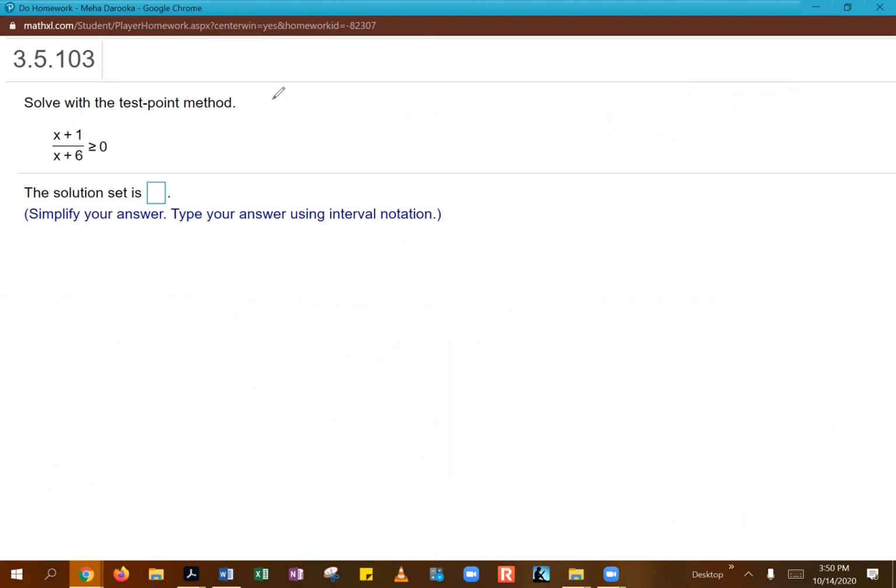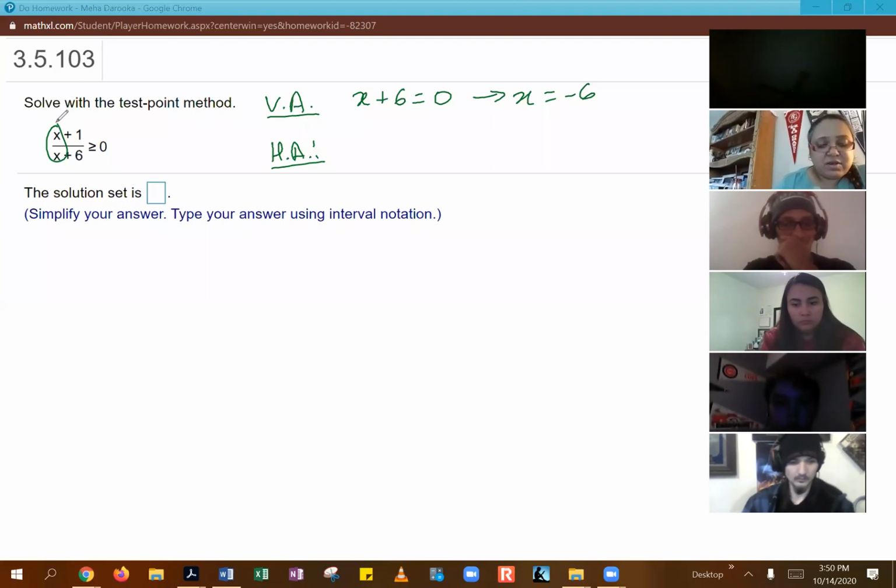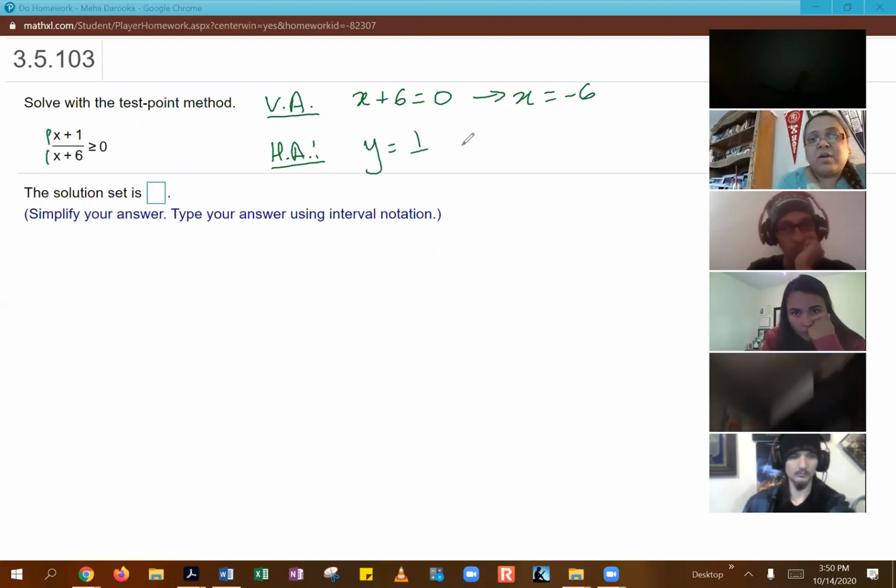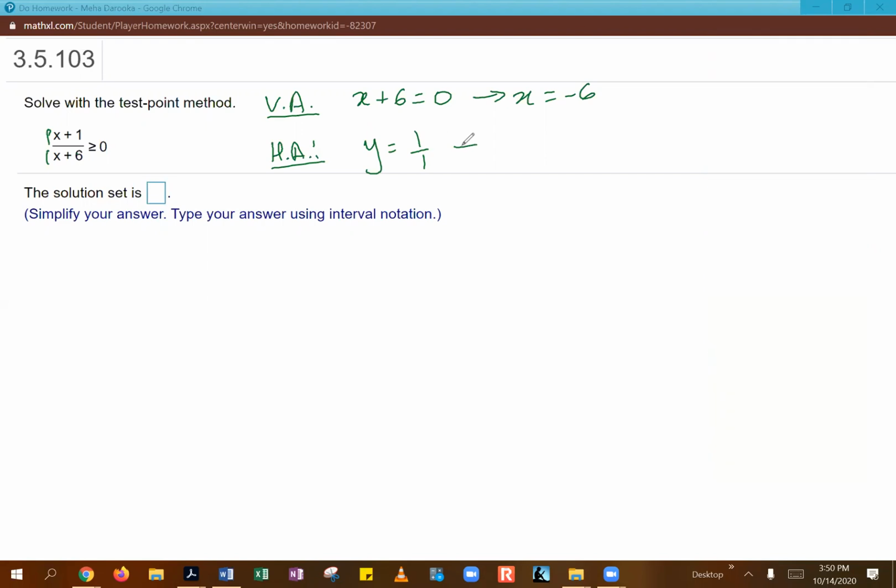So with this guy, you should notice our vertical asymptote is going to be, when you simplify this, x equals -6. If you talk about the horizontal asymptote, you will see if we look at the degree of our x terms here, it's the same degree. So remember, when it's the same degree, you take the ratio of the leading coefficients. So that will end up becoming 1 over 1, which, of course, tells you your horizontal asymptote is going to be at y equals 1.